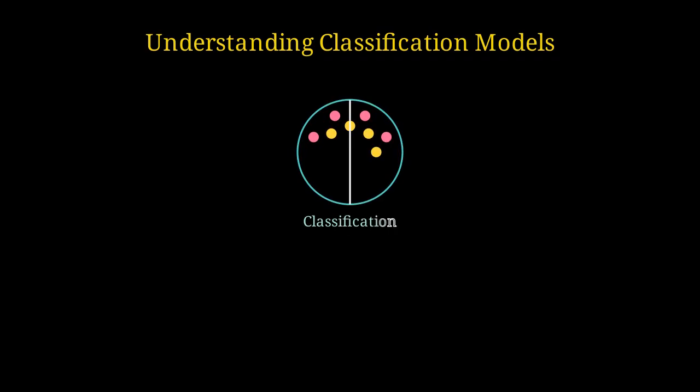Let's explore how classification models work in machine learning, breaking down the theory and mathematics in the simplest way possible. Classification models separate data into distinct categories, like sorting objects into different boxes based on their features.